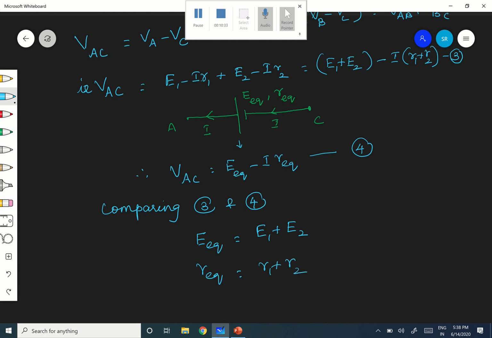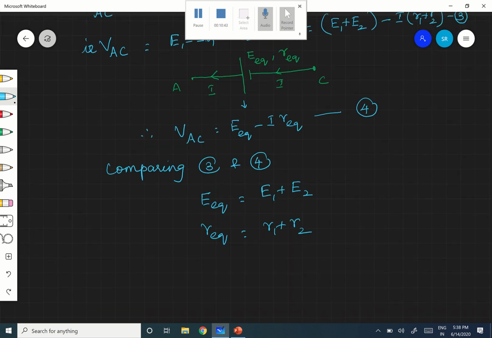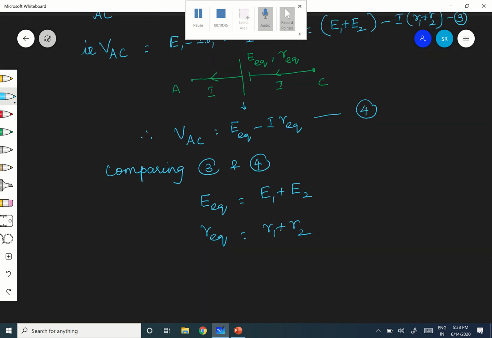Therefore, two cells are connected in series. The equivalent resistance is nothing but the sum of the individual resistances, and the equivalent EMF is the sum of the individual EMFs. It's very simple.